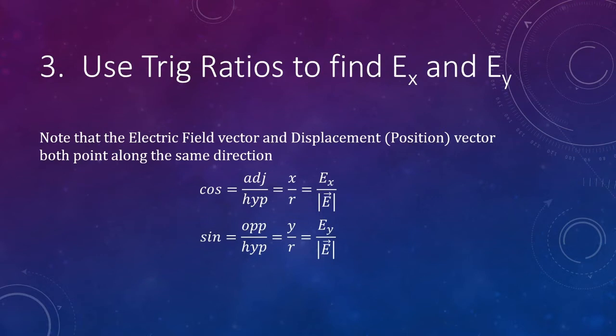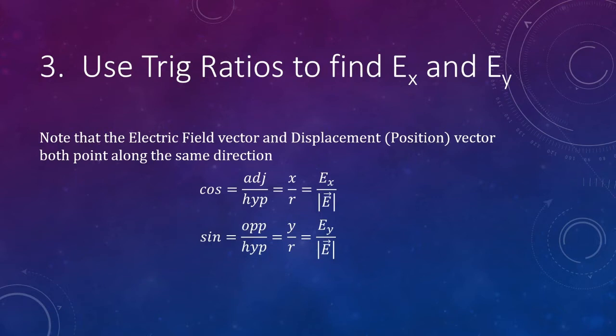Then lastly, if you're looking at a point that's off axis from the charge, you're going to have to use some trigonometry to get the electric field in terms of its x and y components. Now the nice thing is the electric field vector points along the same direction as your displacement or position vector. So as long as you have the ratios of the sides of the triangles, you can get the ratios for the electric fields, because again, those angles are the same.